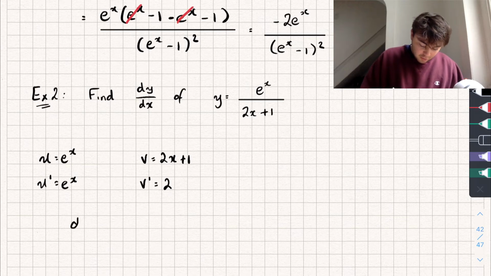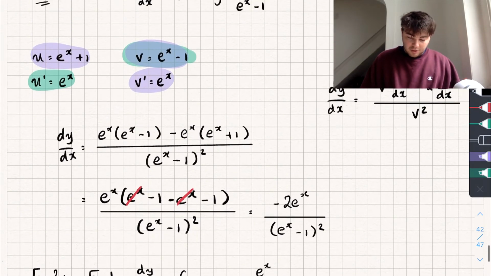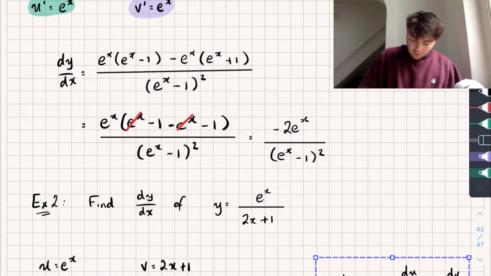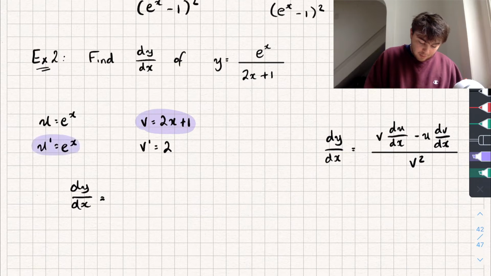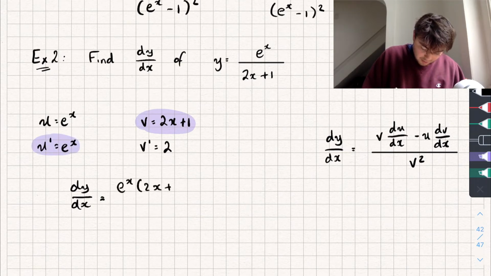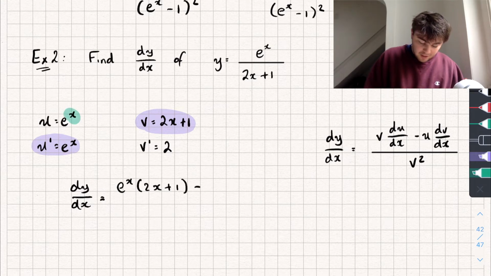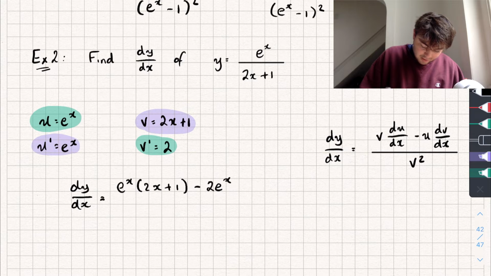And so now we can use the quotient rule to find dy by dx, and if we wanted to, maybe we could bring it down again. So this is the quotient rule here, I'll bring it there. So we're going to take function v and multiply it by the derivative of u, so that's going to be e to the x multiplied by 2x plus 1, and then we subtract from that the function u multiplied by the derivative of v, so subtract 2e to the x. And that's all divided by the function v squared, so that one there, so 2x plus 1 squared.